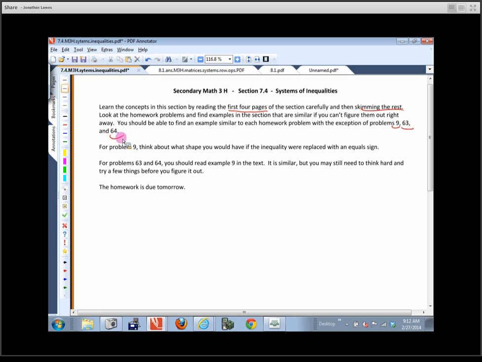So when you get to problem number 9, think about what shape you'd have if the inequality were replaced with an equal sign. Replace the inequality with an equal sign and see if you can remember what shape that would be. On 63 and 64, read example 9 in the textbook. It's similar, but you might need to change a few things in order to figure it out.